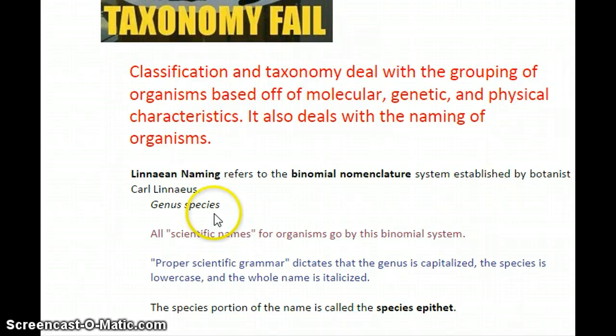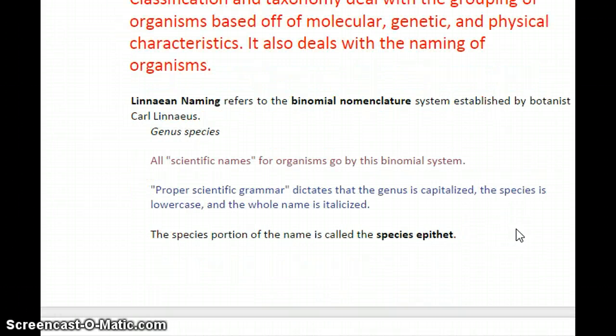So the genus and species name is basically the scientific name. It's a two-part name, and hence the word binomial, meaning two-part name. So all scientific names for organisms go by this system. And basically, proper grammar in this system dictates that the genus is capitalized, the species is lowercase, so you don't capitalize the species name, and the whole name is italicized. So that's just part of the protocol for listing the scientific name of something.